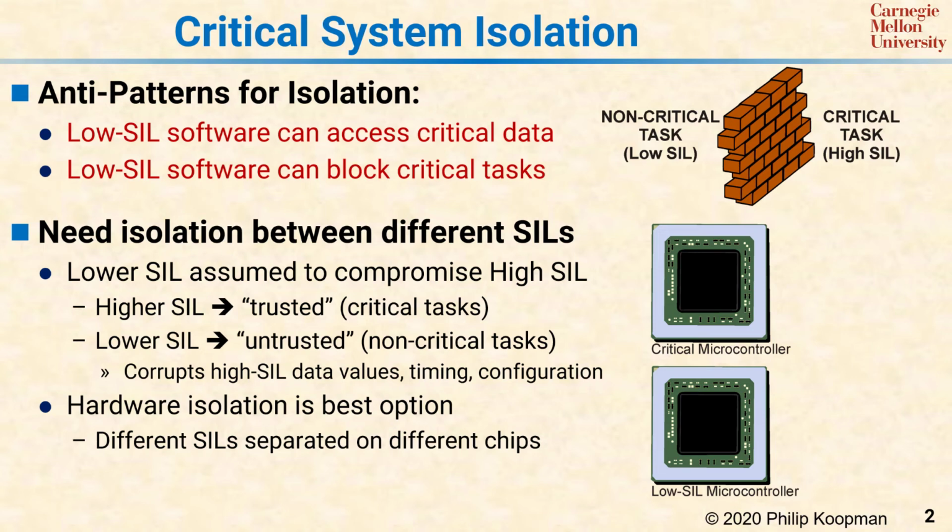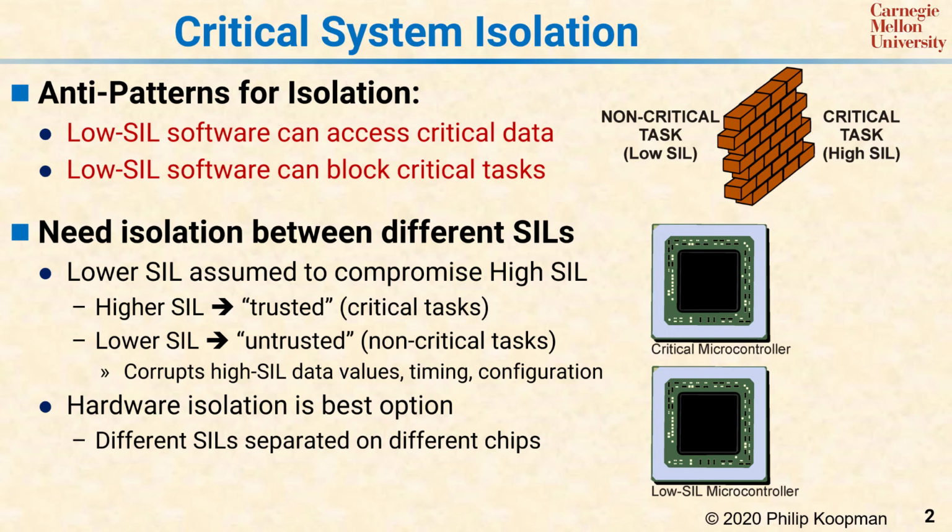which typically you cannot. So, for example, you might find a critical microcontroller chip that has SIL 3 and SIL 4 functions allocated to it, but with all the software written to SIL 4 because that's the highest SIL on that chip. There might also be a low SIL microcontroller with SIL 1 and SIL 2 functions allocated to it, but with all its software rounded up to a SIL 2 implementation.